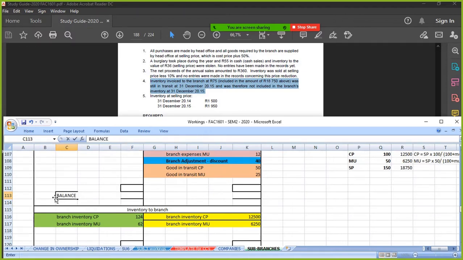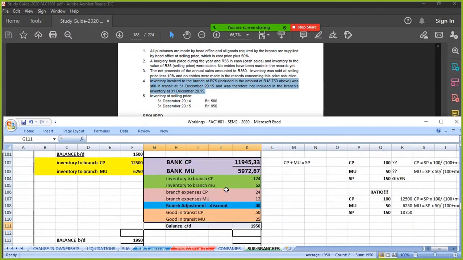Balance carried down, brought down. Balance carried down, brought down. Okay, so what is the balance? It was 1950, yeah. Okay, so there's the closing stock given in the question. Okay, and that's it. That was all they gave you in the question. Happy with that? Yeah. Okay, so now we need to do totaling and adjusting.